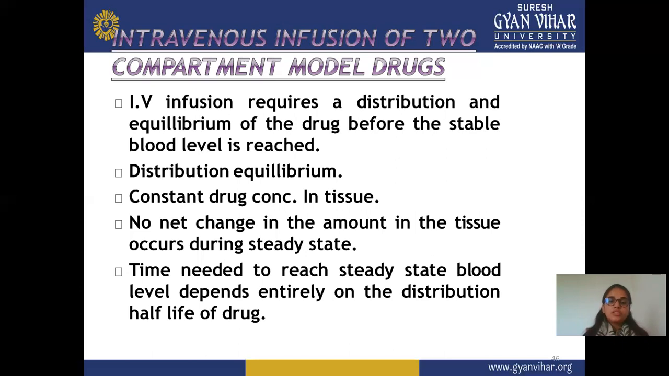Next, the time needed to reach a steady state blood level depends entirely on the distribution and half-life of the drug. That is, how much time is required to reach the steady state concentration or blood level, which depends on the distribution and half-life of that particular drug. So here we check how much drug concentration is required for the steady state blood level.